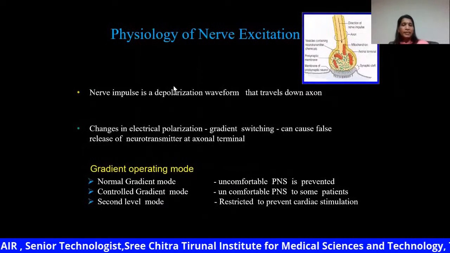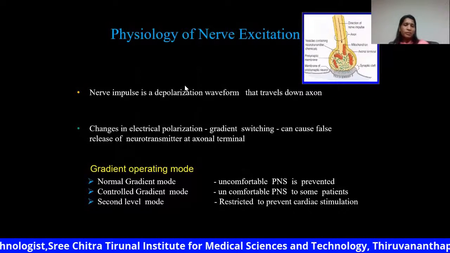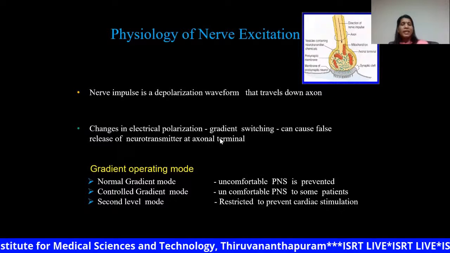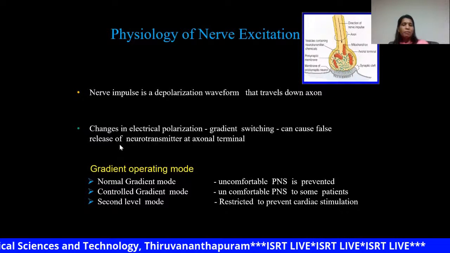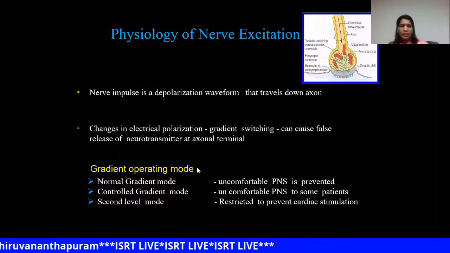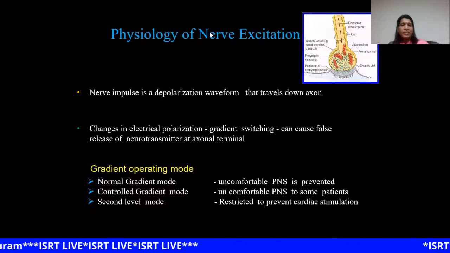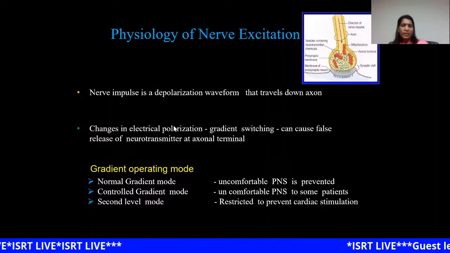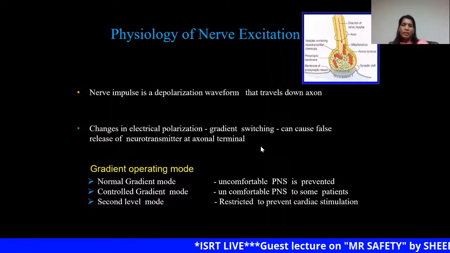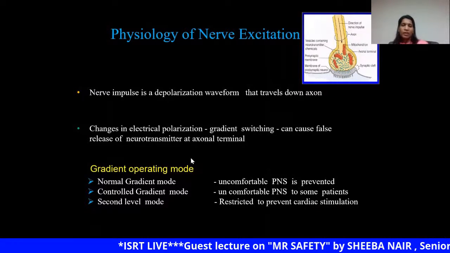Also, the higher switching of the gradient produces electrical polarization, and it can cause the false release of neurotransmitter at the axonal terminal, which results in peripheral nerve stimulation. Sometimes it can be very painful; peripheral nerve stimulation can occur.